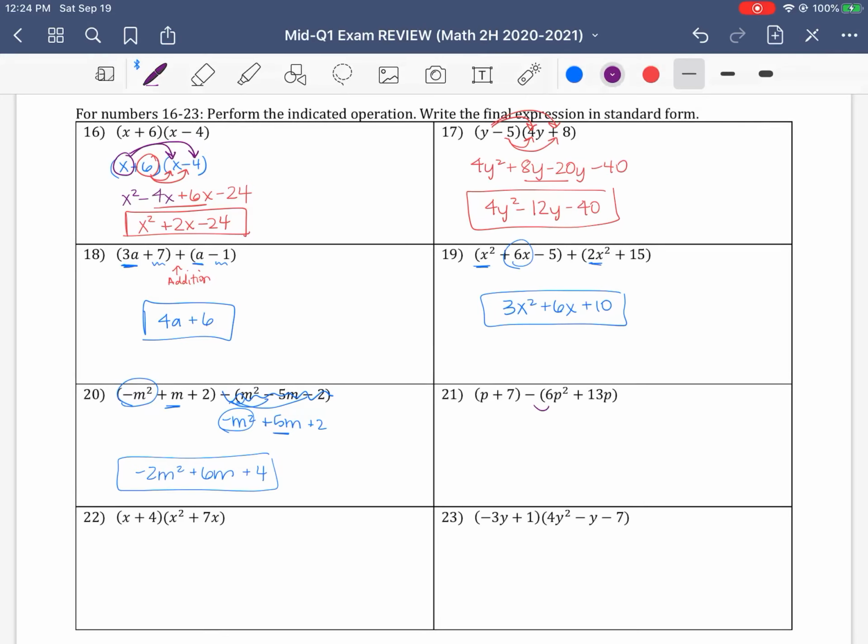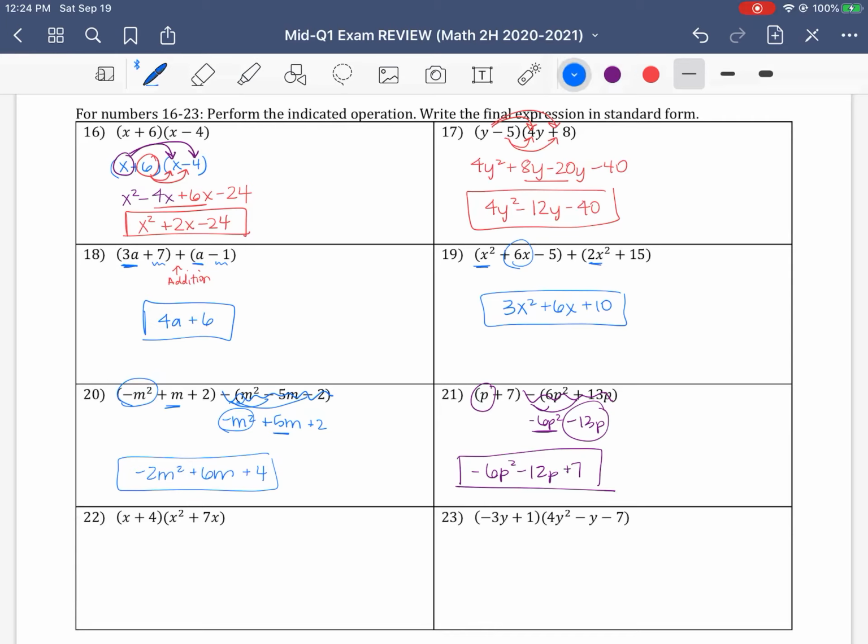Again, 21, same idea, so you've got a negative 6p squared and a negative 13p. So when you combine, that 6p squared doesn't have anyone to combine with, so he gets to lead the pack since he has the highest exponent, and we want to write our final answer in standard form. The p and the negative 13p, that would be negative 12p, and then our positive 7 there at the end.